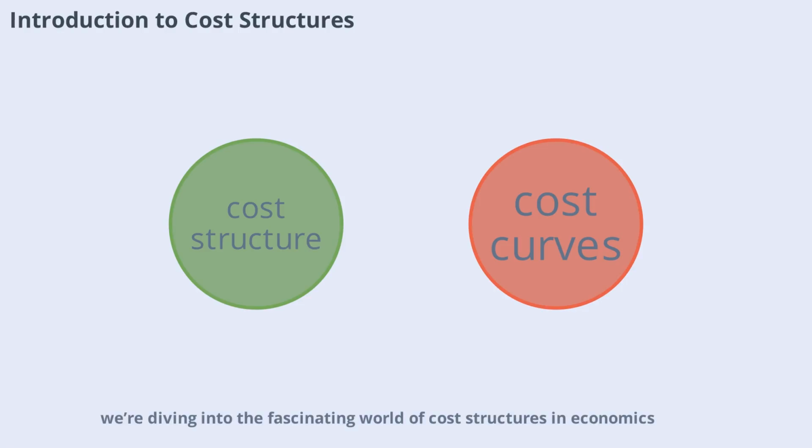Welcome. Today, we're diving into the fascinating world of cost structures and economics. Understanding how costs behave is crucial for businesses and anyone interested in how companies make decisions. We'll explore the different types of costs: fixed, variable, total, average, and marginal, and see how they interact on cost curves. By the end, you'll have a clear picture of what these terms mean and why they matter for both small startups and large corporations. Let's start by laying out the basics before we move into each cost type in detail.